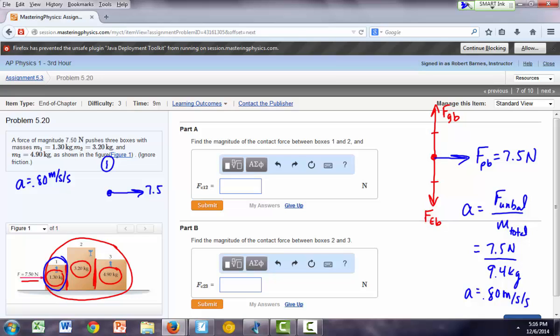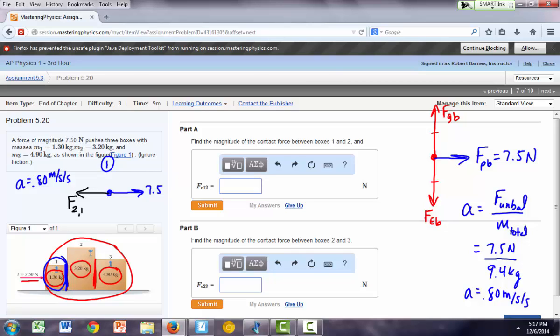And there is a contact force with box 2 right here that is opposing that. So I've got some unknown, I'll call it force of box 2 on 1, in this direction. And because box 1 is accelerating, I know they're unbalanced. I know 7.5 must be less than 2.1 because the box is accelerating to the right.